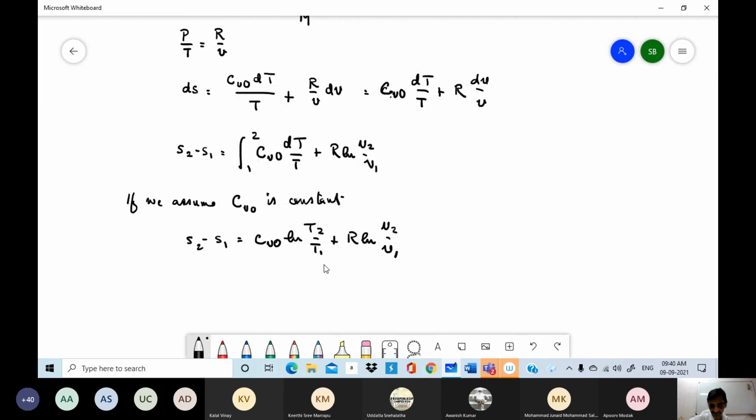So if I know the entropy of a gas at a certain temperature and volume, at any other temperature and specific volume, I can use this relation to calculate what is the entropy at that value. So if I know S1 at a certain T1 and V1, given a certain T2 and V2, I can calculate from this what is the value of S2.